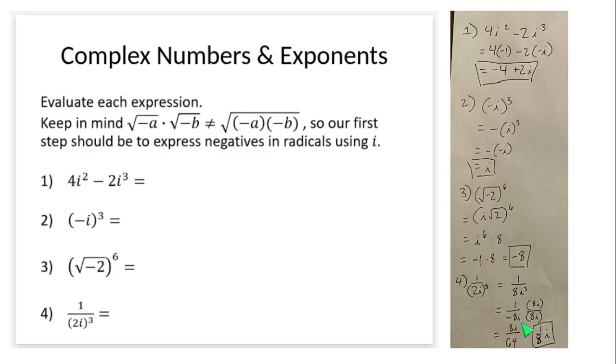This is not in a plus bi form, though. I would need to multiply by the conjugate. The conjugate of 0 minus 8i is 0 plus 8i. So I multiply numerator and denominator by 0 plus 8i. That leaves 8i in the numerator over negative 8 times 8, which is negative 64, times i times i, which is negative 1. Put it together and you have a positive 64. Reduce and you have 1/8 i. 0 plus 1/8 i is in a plus bi form, so that's acceptable.